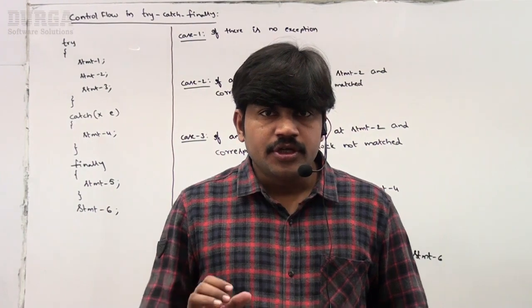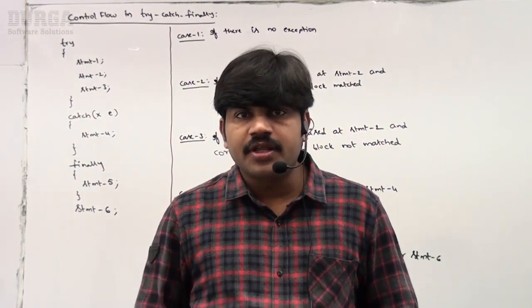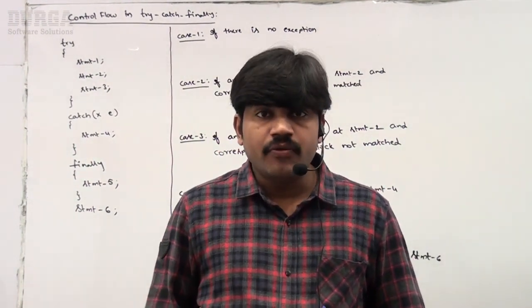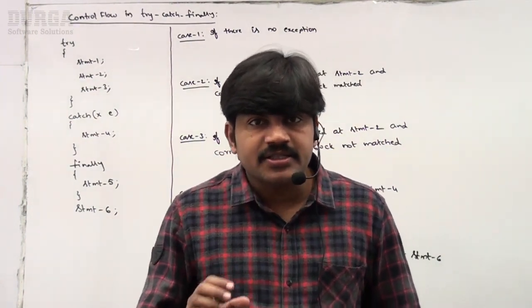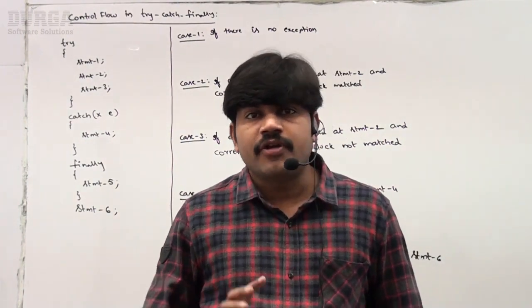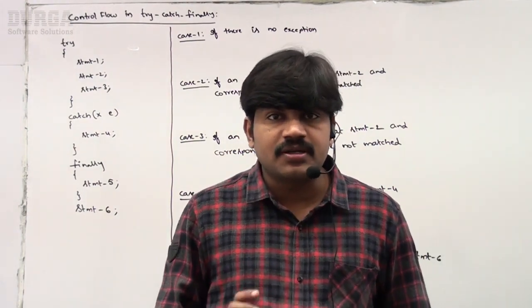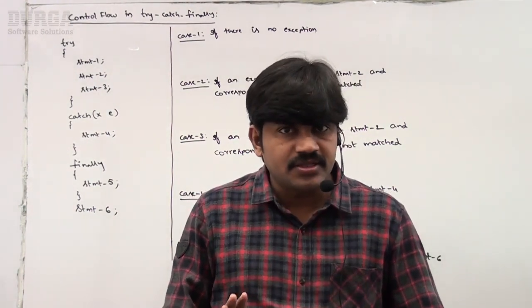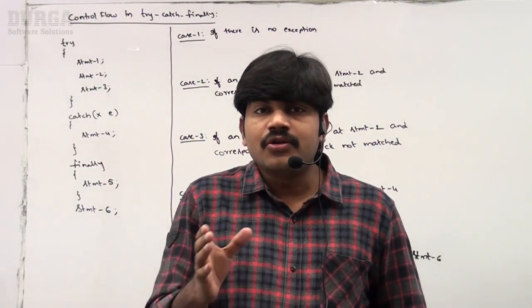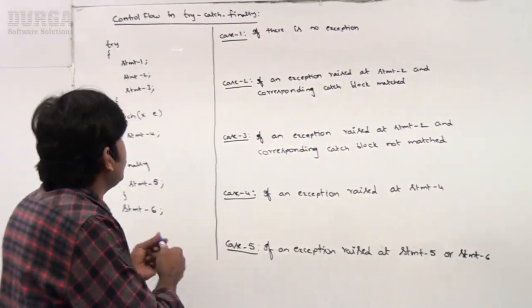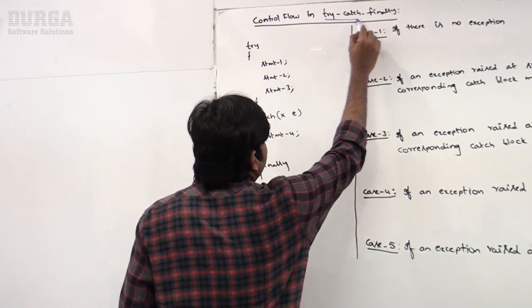Hi friends, in the last videos we covered very clearly what the finally block is, what the speciality of the finally block is, and next what the return statement with the finally block is with respect to System.exit. We covered all these things, right? So now the next thing I have to discuss is control flow in try catch finally.